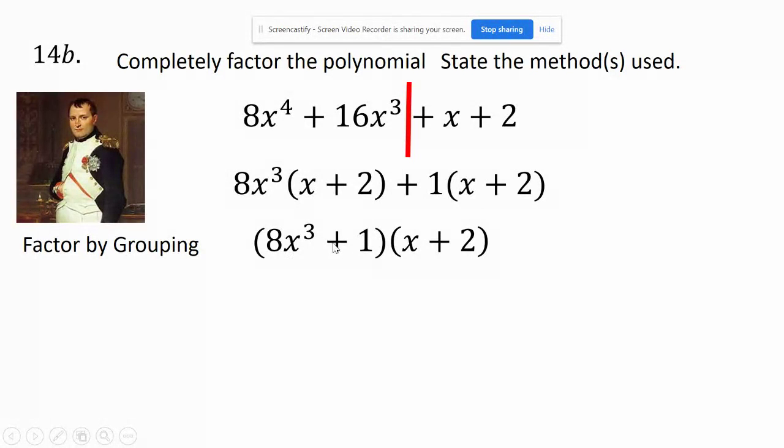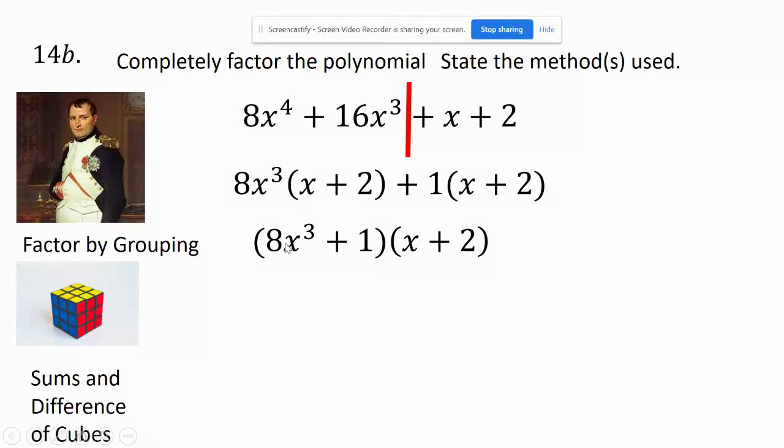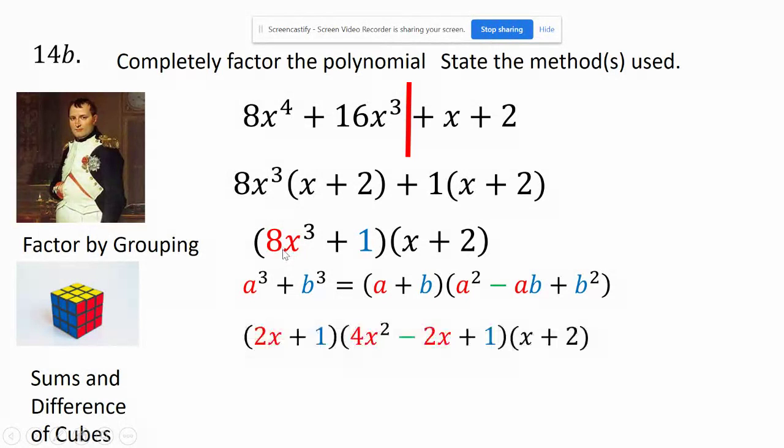I can now use sum of cubes, because this is also a cube one. But this time it's a plus instead of a minus. So I'm going to cube root 8x cubed, which is the 2x. And the cube root of 1 is 1. Sometimes that's the hardest one to see. So I can take the 2x times 2x, which is 4x squared, and 1 times 1 is 1. But notice, when I take the 2x, that is a plus 1 here, it becomes a minus 2x there. And I still have that x plus 2 at the end.